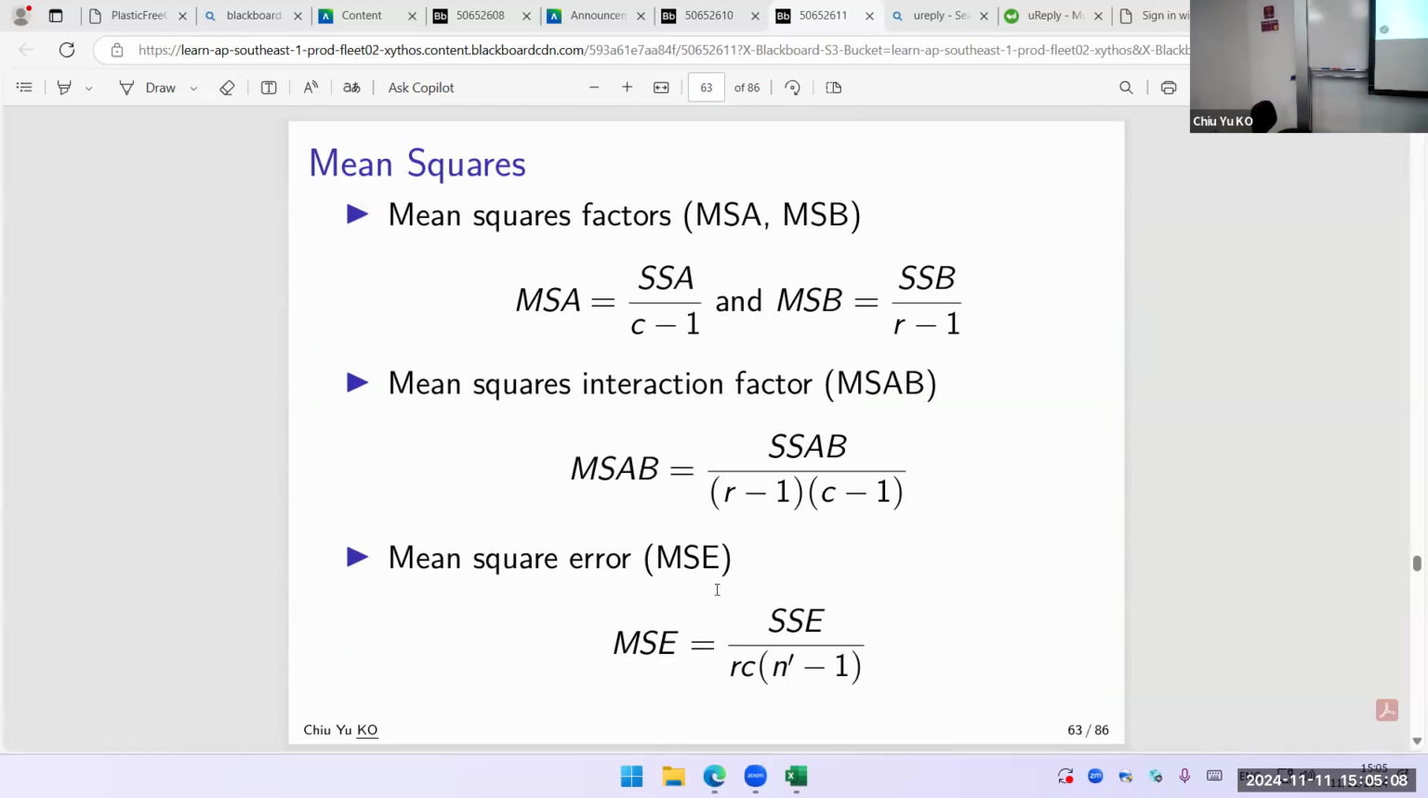MSA, MSB, MSAB, and MSE. There is C number of groups of A, so that's C minus 1. And there's R groups of B, that's R minus 1. And you will have R minus 1 times C minus 1 because you estimate R and C means, so that's why you have to subtract. And MSE will be a little bit more complicated, the same idea.